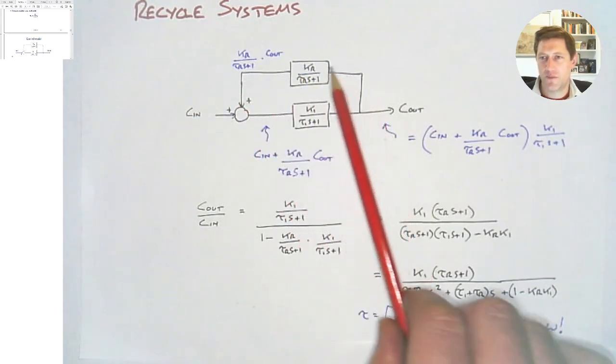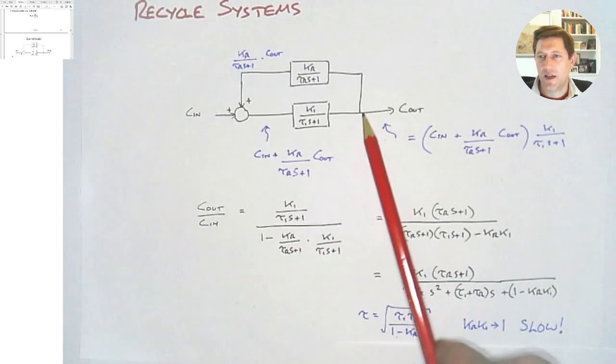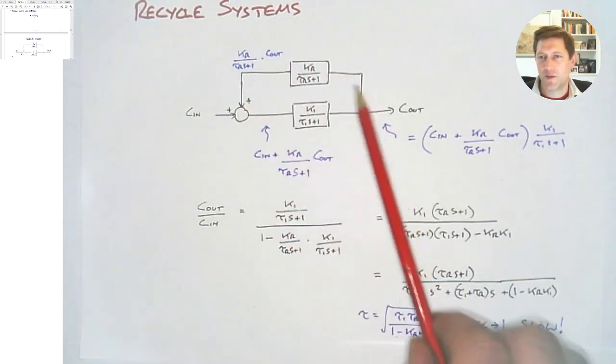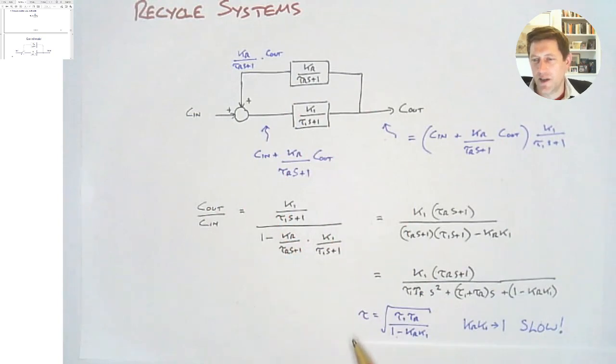It's probably impossible that it happens. It would keep on getting bigger and bigger and bigger because it keeps on going through both of them and getting multiplied. So KR K1 can't be greater than 1, so that makes sense. We have 1 minus that term, we have a real number here. But we do notice that if KR K1 does tend to 1, we're going to get a small number here in the denominator, and so our time constant can get very large.